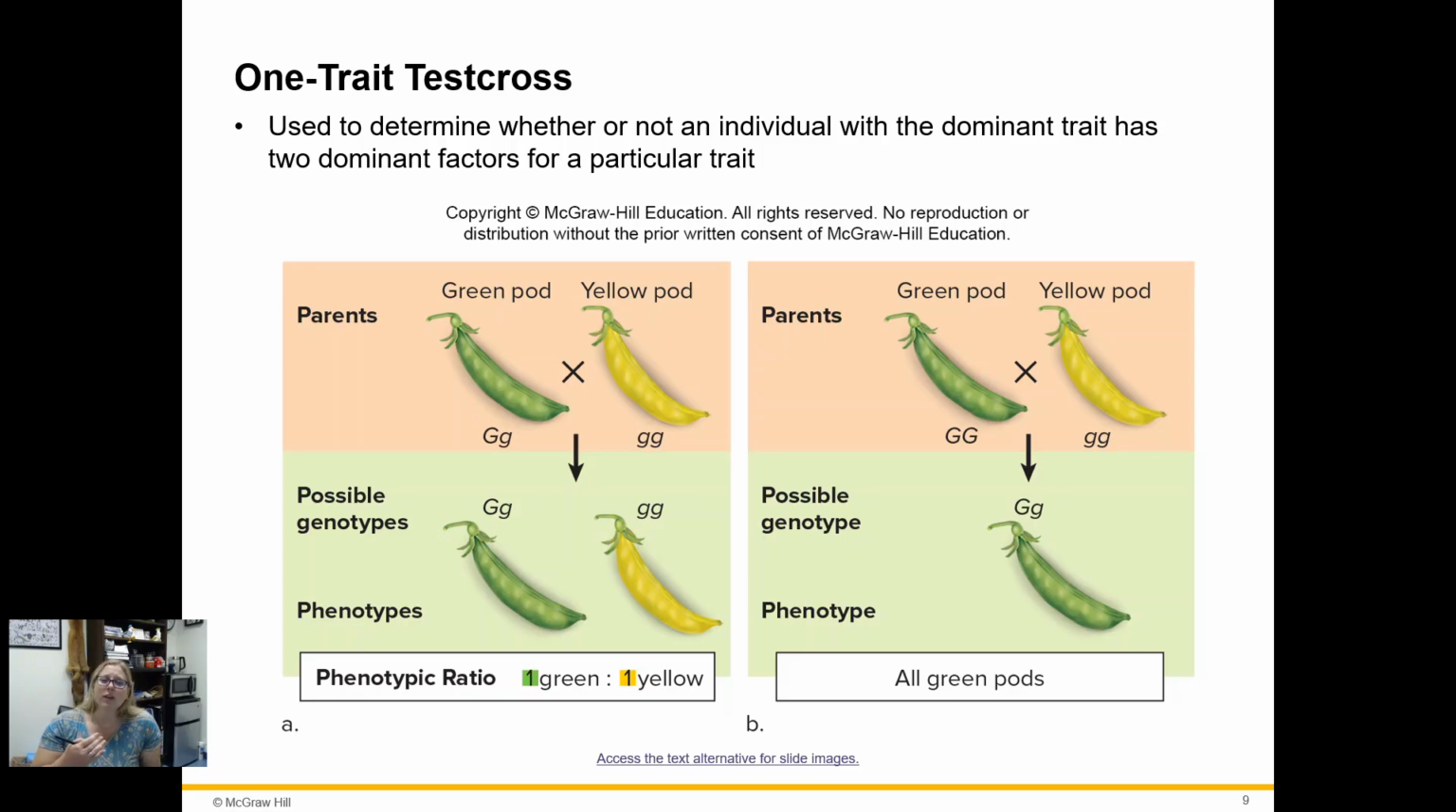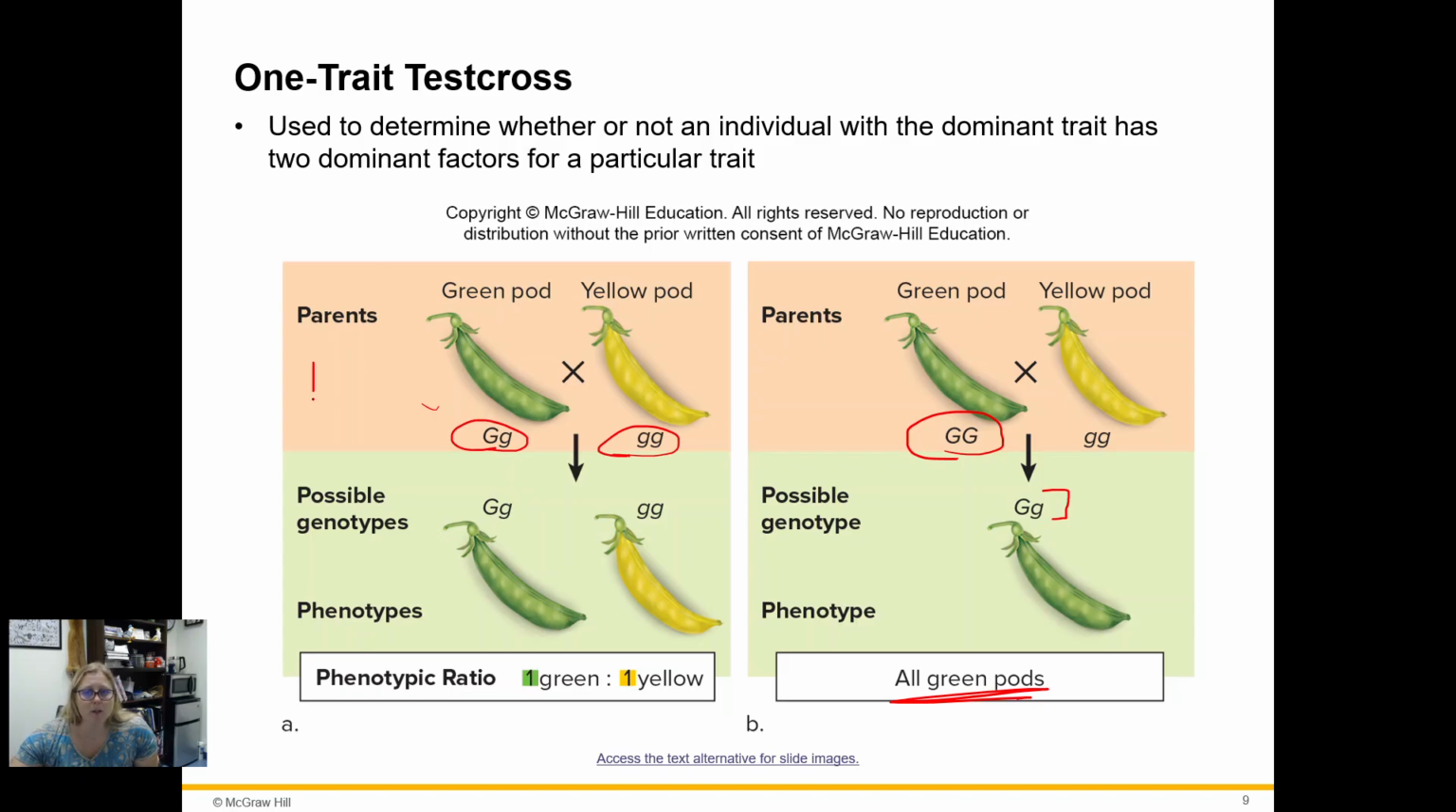So no one's going to get mad if you're crossing pea plants, okay? You can do a test cross with an individual to determine if they have two dominant traits or a dominant and a recessive trait. If I cross an individual that's green with a yellow pod who I know is homozygous recessive, okay, and all of my offspring are green pods, I know that my parent has to be homozygous dominant because all of my offspring are heterozygous. But if I cross an individual who's heterozygous with an individual who's homozygous recessive, I get a 50-50 split.